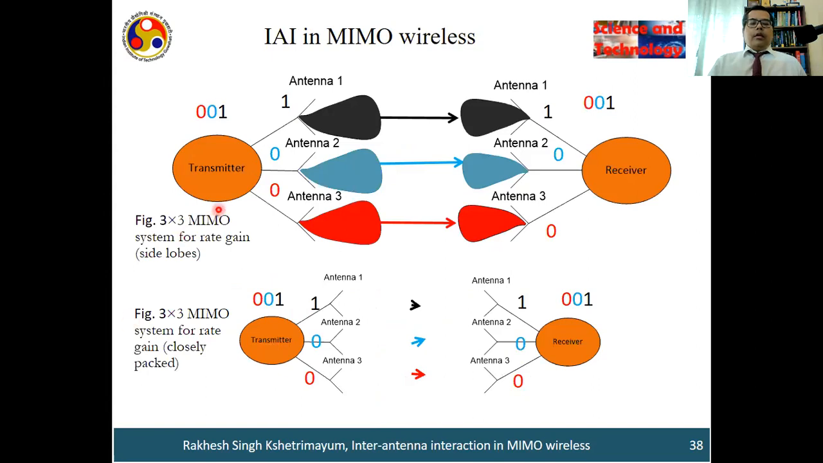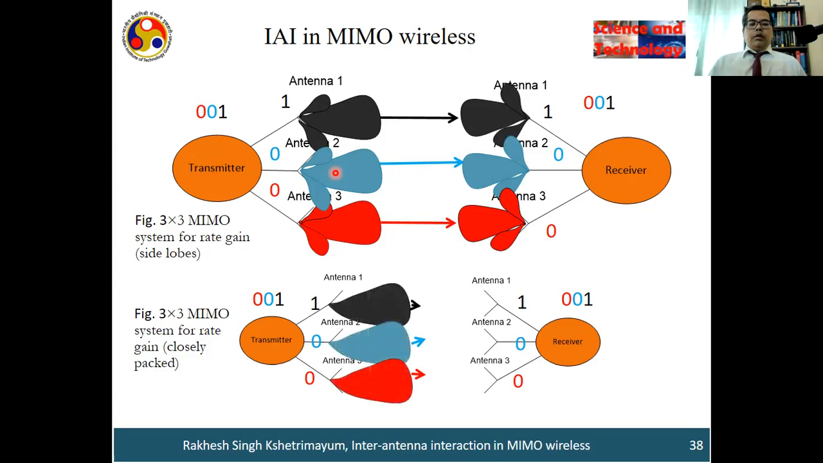But let's say the same situation, 3 by 3 MIMO system, we are still transferring 0, 0, 1 from antennas 1, 2, and 3. But let's say this antenna has a side lobe. This is the main beam of the antenna. If the antenna has a side lobe like this, the signal you have transmitted from antenna 1 will reach antenna 2, antenna 3, and so on. There will be a lot of inter-antenna interaction. Because of that, the rate gain will reduce. Similarly, in another situation where you have no side lobe, but antennas are very closely spaced, the inter-element distance is very low, then there will be a lot of interaction between these antennas.